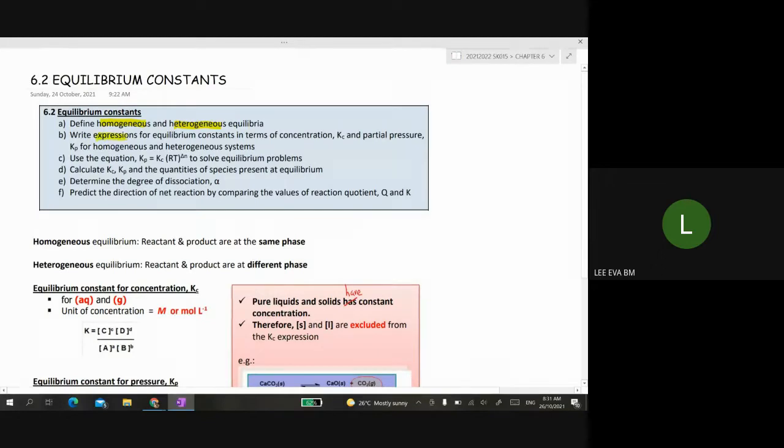And then write the expressions for equilibrium constant in terms of concentration, which is your Kc, and partial pressure, your Kp, for homogeneous and also heterogeneous systems. Use the equation Kp equals Kc(RT) to the power of delta n to solve equilibrium problems. Calculate Kc, Kp, and the quantity of species present at equilibrium. We want to determine the degree of dissociation. We want to predict the directions of the reactions by comparing the reaction quotient Q and K.